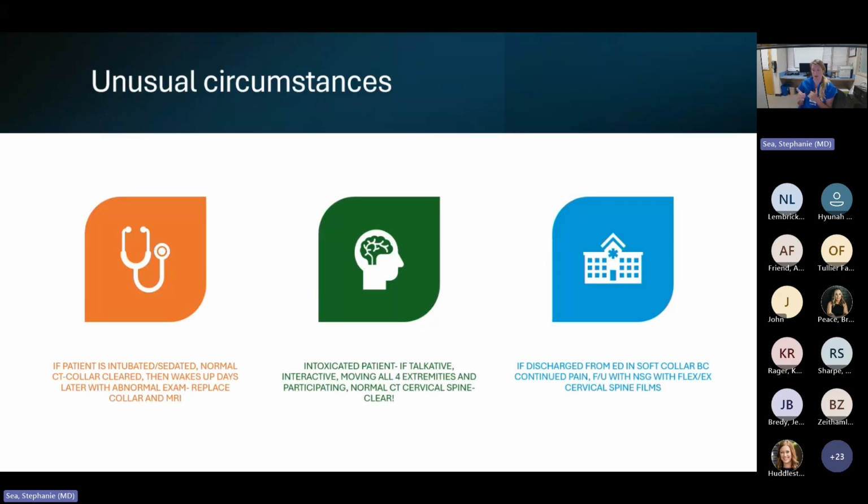Intoxicated patient, again, if talkative, interactive, moving all four extremities, take the collar off. And if they're discharging home, again, we put them in the collar, followed with neurosurgery with some flexion-extension films.